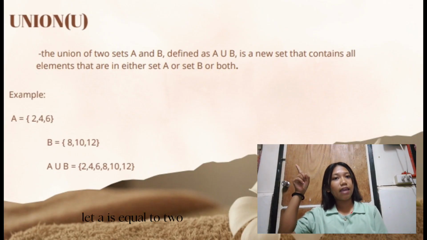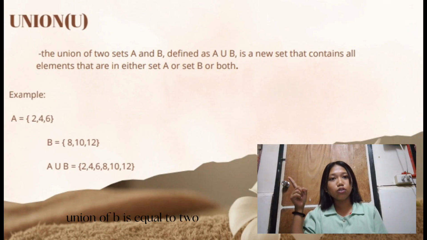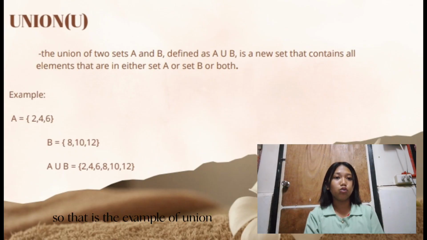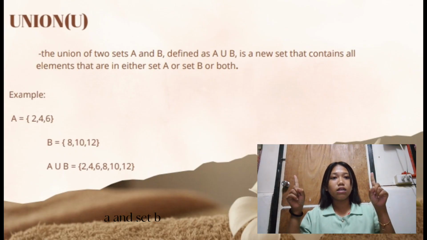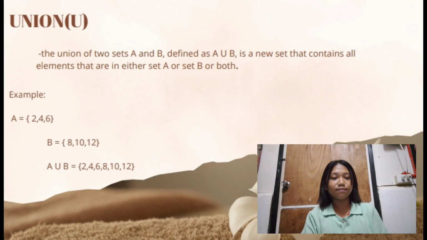Example: let A = {2, 4, 6} and let B = {8, 10, 12}. So the set A ∪ B = {2, 4, 6, 8, 10, 12}. That is the example of union. When we say union, set A and set B are combined together.